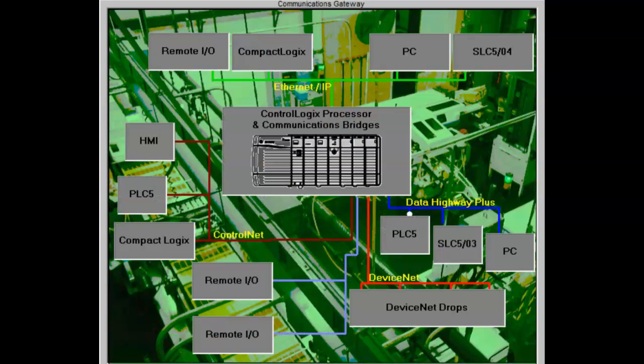The ControlLogix system can also function as a communications gateway. It can contain the modules needed to communicate with other networks, such as remote I/O, EtherNet/IP, Data Highway Plus, and ControlNet. This feature allows communications with existing networks so that messages may be sent to and from the other networks.